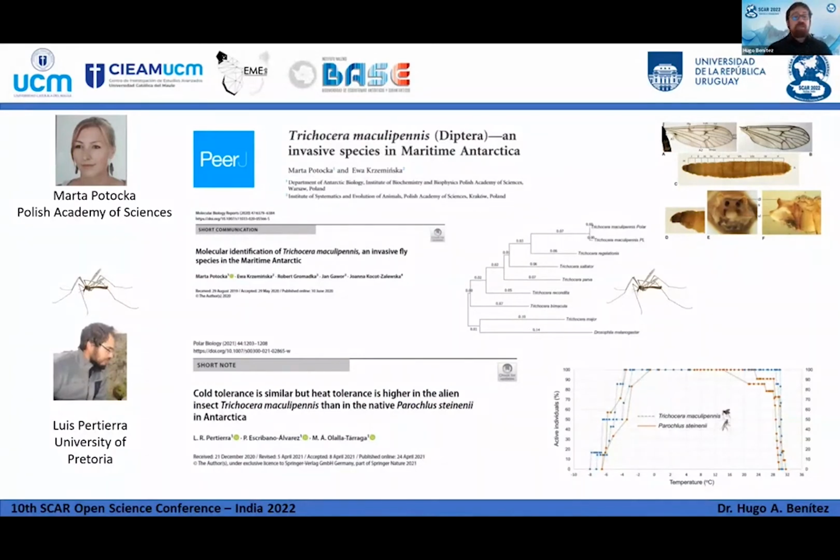Also, Luis Pertierra, from the University of Pretoria, South Africa, published a work last year looking into the tolerance of Trichosea maculipennis in comparison with our native Parochlus steinenii in Antarctica, to see the probability that Trichosea could start to use the environment of Parochlus, our native species. They found that the tolerance was even higher in Trichosea maculipennis than in the native Parochlus in Antarctica. So if the tolerance is greater than the native species, the way it can disperse between natural environment and stations could be easier.